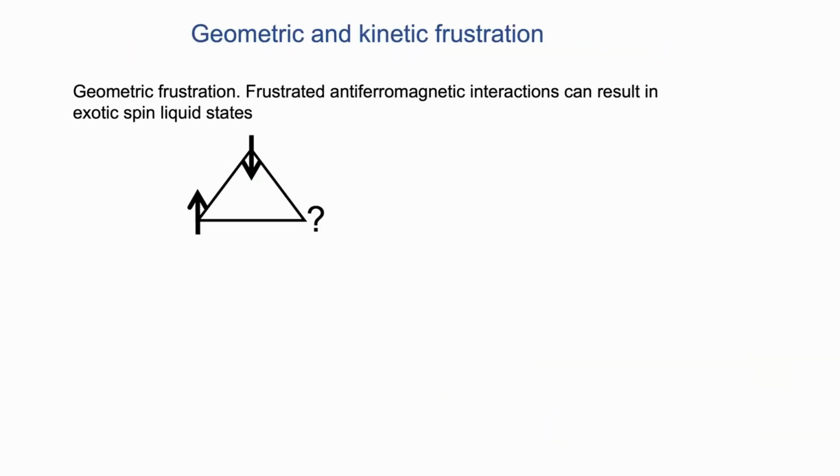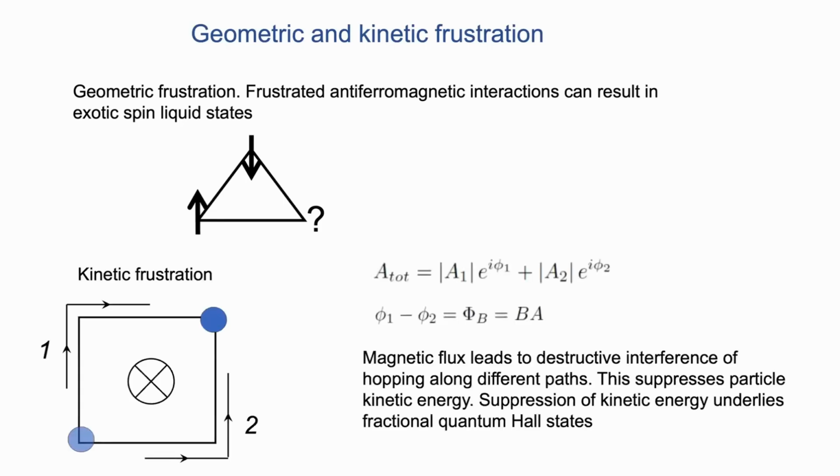Okay, so now let me remind you of another idea, and this is the idea of frustration. Usually we think about it in the context of antiferromagnetic interaction. Say, having a triangle, neighboring spins want to be anti-aligned, but of course we cannot accommodate this antiferromagnetic arrangement for all three bonds.